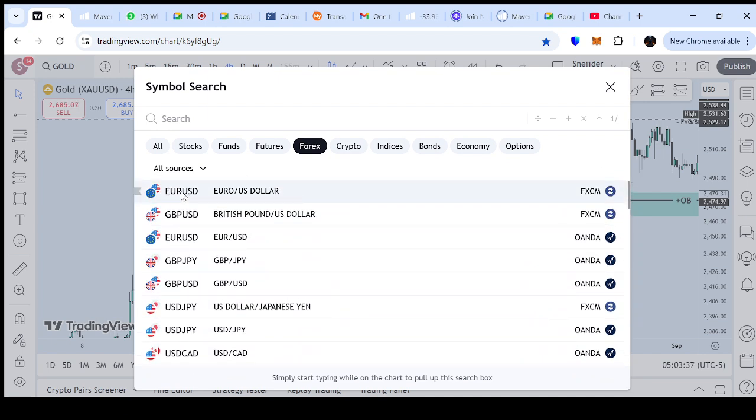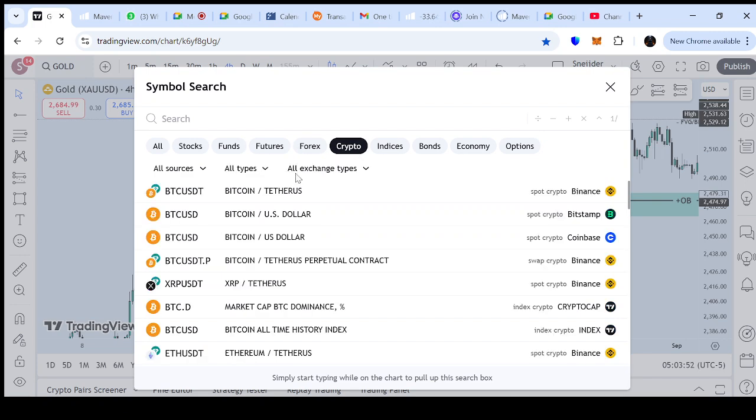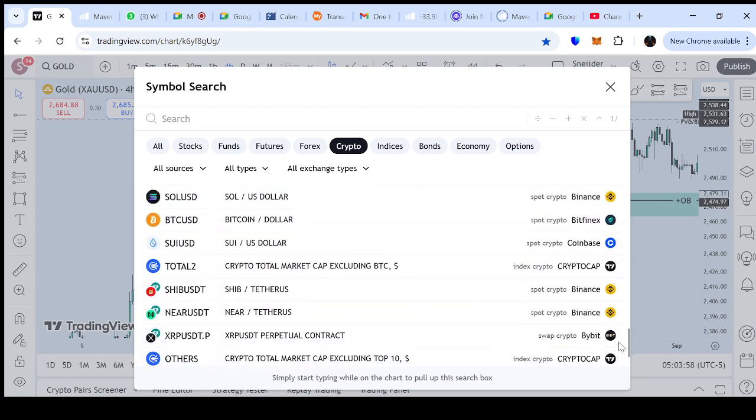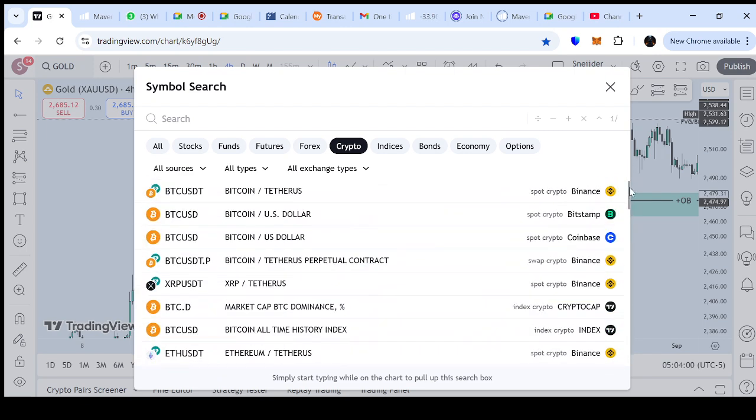We have the Euro USD, British pounds. We have British pounds pairing with Japanese yen, British pounds pairing with US dollar. Here is the crypto market of the cryptocurrencies. Here is where you come and select the one. Everything is here.